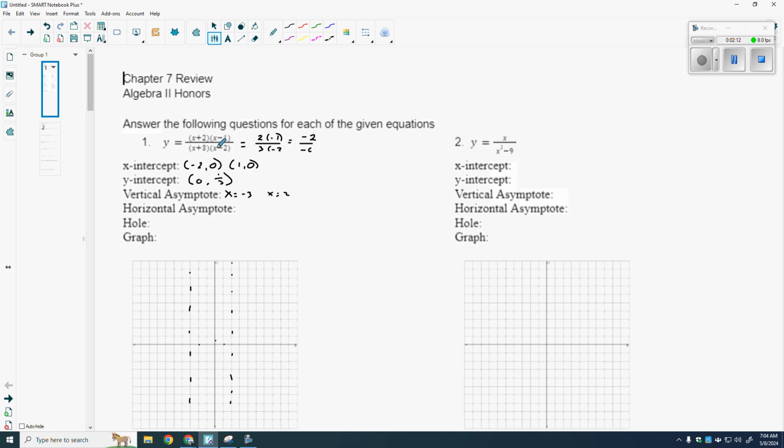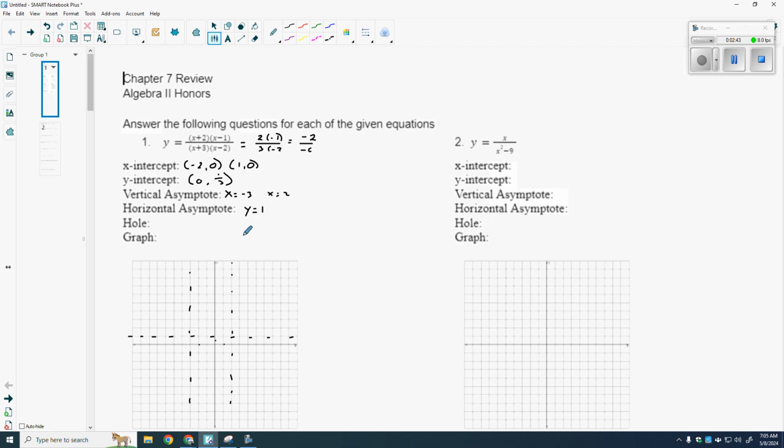Horizontal asymptote, comparing the degree of the top to the bottom. If I were to FOIL this out, I'd have an x squared on top. I would have an x squared on bottom. Looking at my cheat sheet, if the degrees are the same, my horizontal asymptote is the ratio of the leading coefficients. This would be 1x squared and 1x squared. 1 divided by 1 is 1. My horizontal asymptote is not 1. It is y equals 1. It is an equation of a line.